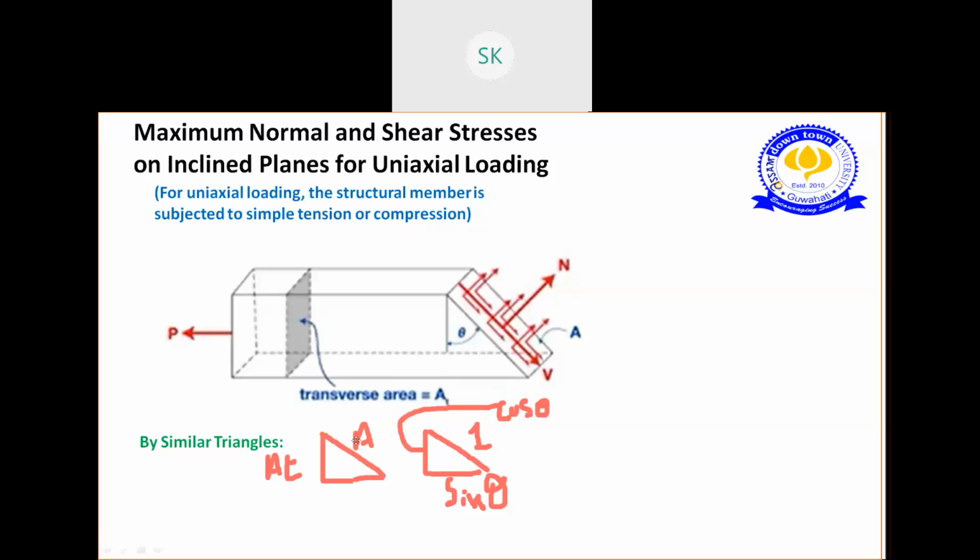Done? So in one triangle, write hypotenuse as A and perpendicular as AT. In the other triangle, write hypotenuse as 1, perpendicular side as cos theta, and base side as sin theta. Then, if I write A by AT, A by AT is equal to what? Corresponding to A, what is the thing in the other similar triangle? It will be 1, divided by, corresponding to AT, what will be the similar thing in the other triangle? It will be cos theta.